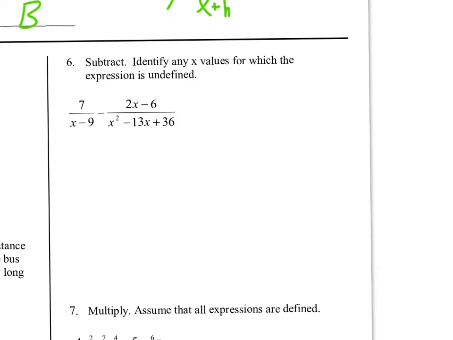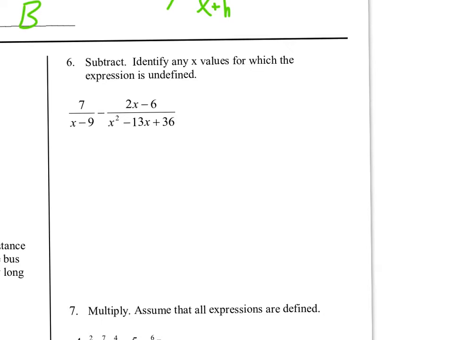It tells us we're going to subtract. We know that we've got these two fractions here. Doesn't matter what kind of fraction it is, if it's super complicated or really easy. We always need to make sure that these denominators are the same. We need a least common denominator in order to subtract or add any fraction. It also says identify any x values for which the expression is undefined. We will find that at the end of this.